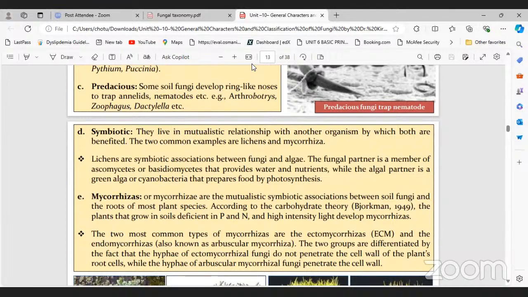Chlorophyll is in green algae. Cyanobacteria is a blue-green algae that prepares food by photosynthesis. That food is absorbed by the fungus Aspergillus. They both are beneficial. Some algae do not grow in soil, yes or no? But fungi also grow in the soil. Both of these are beneficial. That is a symbiotic relationship. Coming to the mycorrhiza.